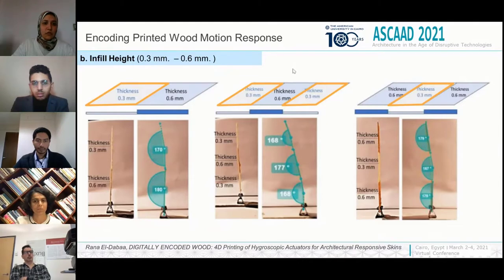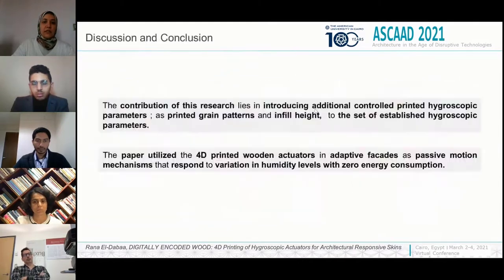The contribution of this research lies in introducing additional control hygroscopic parameters, such as the printed grain orientation and infill heights, to be set alongside the established hygroscopic parameters. The paper mainly utilized 4D printed wooden actuators in adaptive facades as passive motion mechanisms that respond to the variation in humidity levels with zero energy consumption.